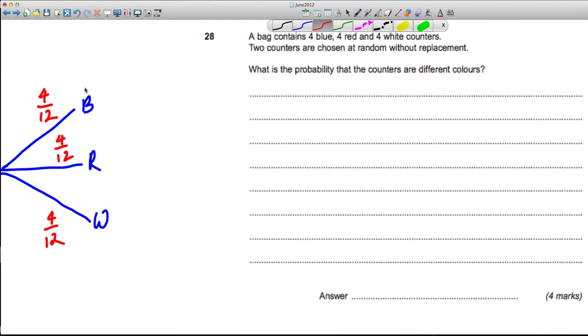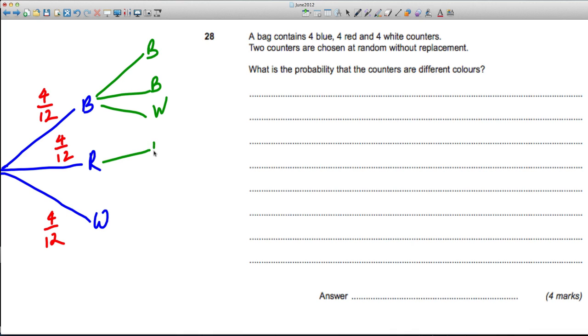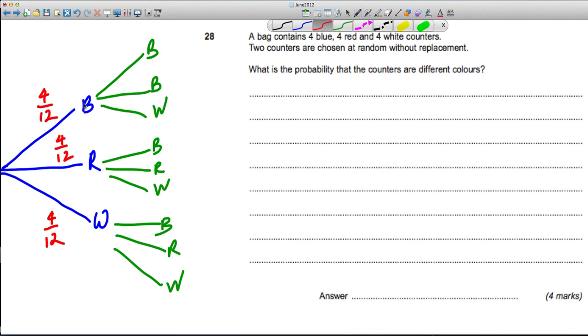Having taken a blue, now I'll do this in the green pen. I could get blue, red, or white again, couldn't I? And I could get blue, red, or white, or I could get blue, red, or white. Now, having taken a blue, what's the probability I get another blue? Well, there's only 3 left out of 11 counters left in total, because it's without replacement. What's the probability I get a red? There are still 4 out of 11, and this one here would be 4 out of 11.